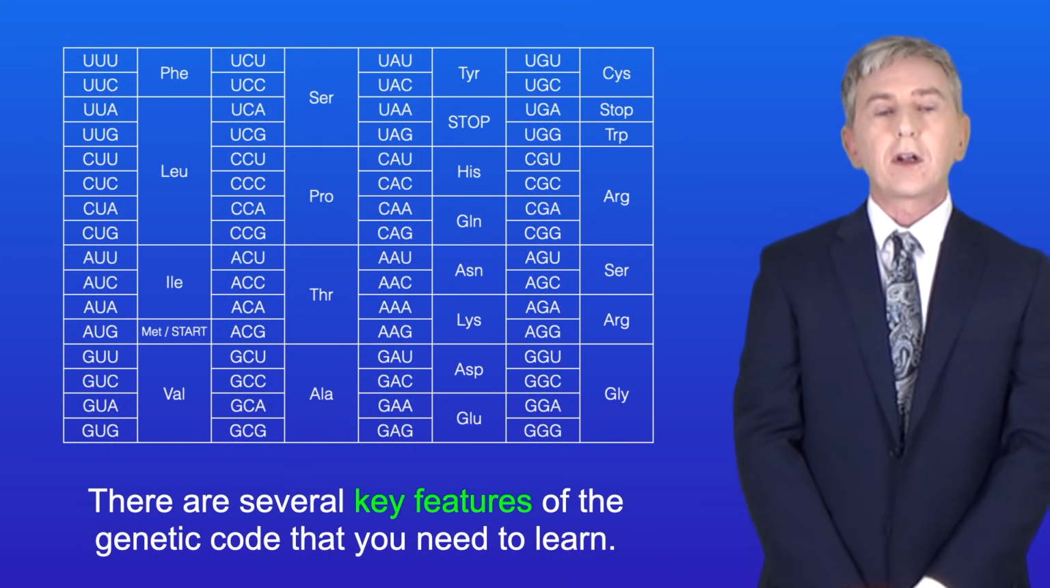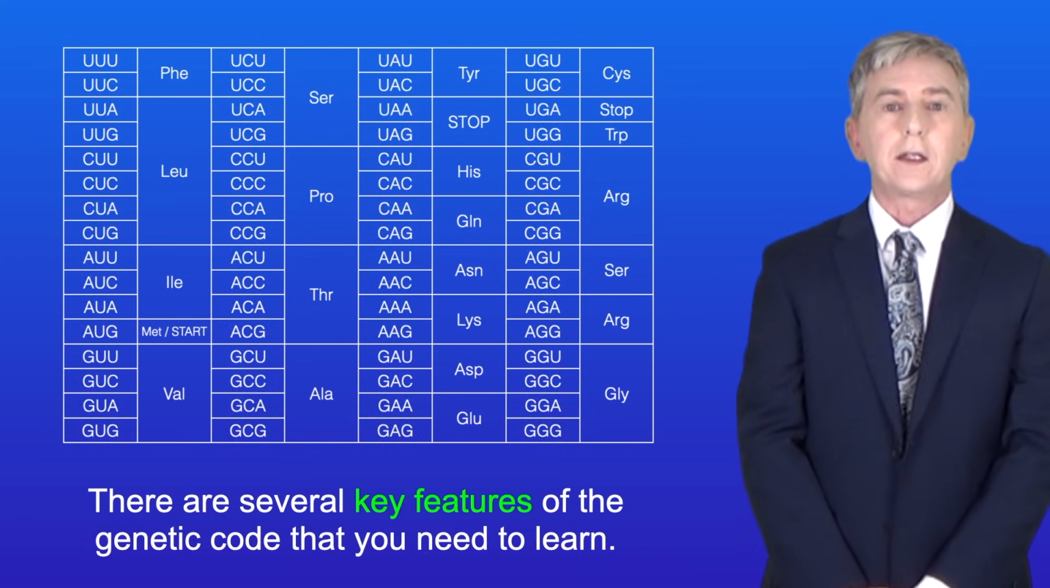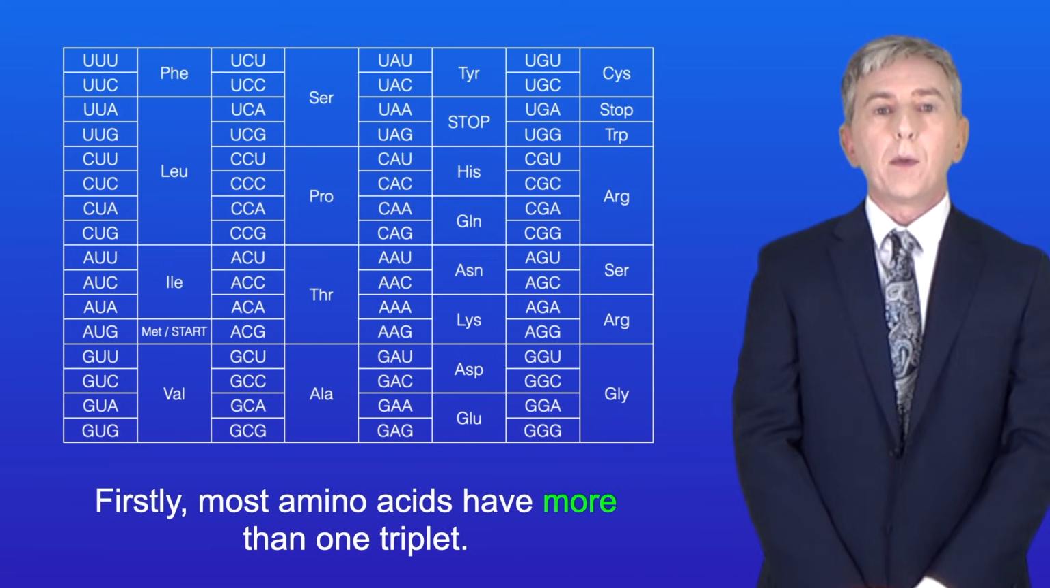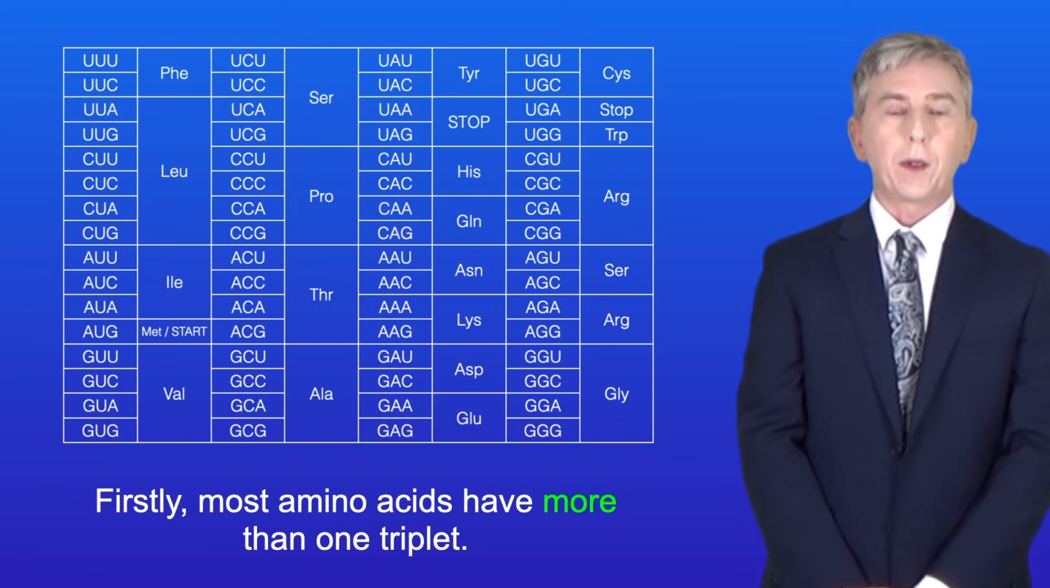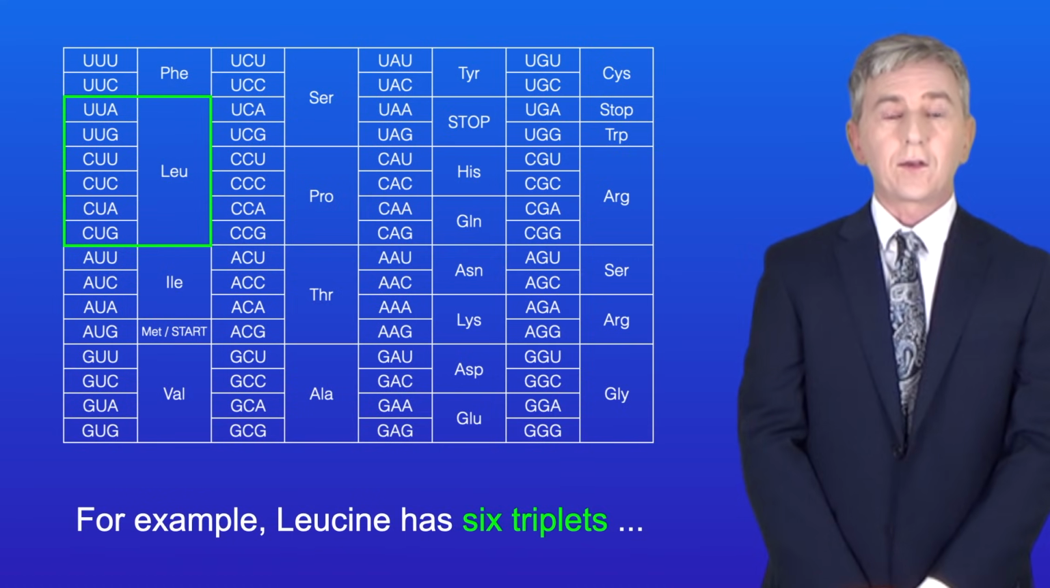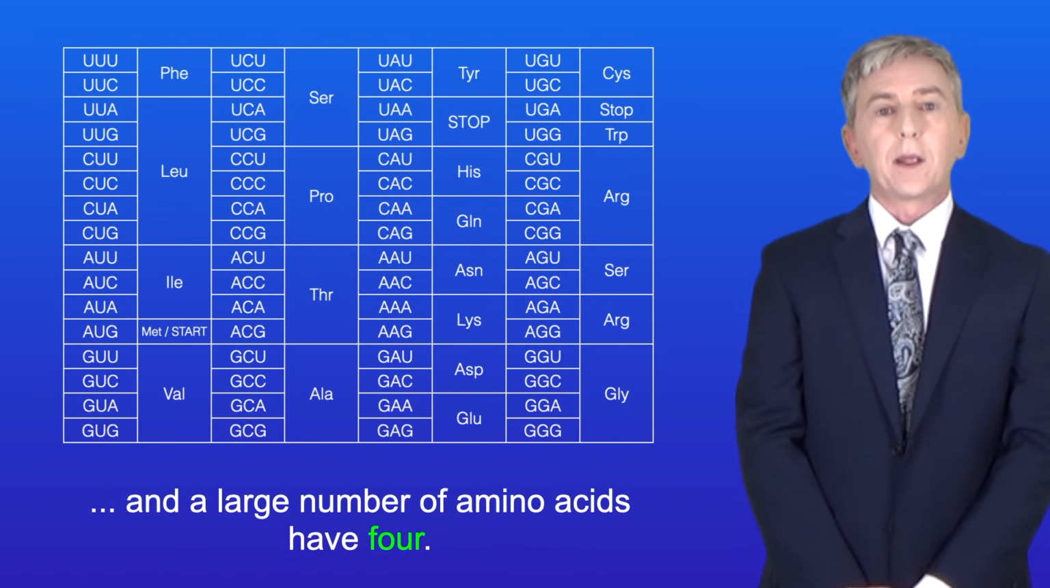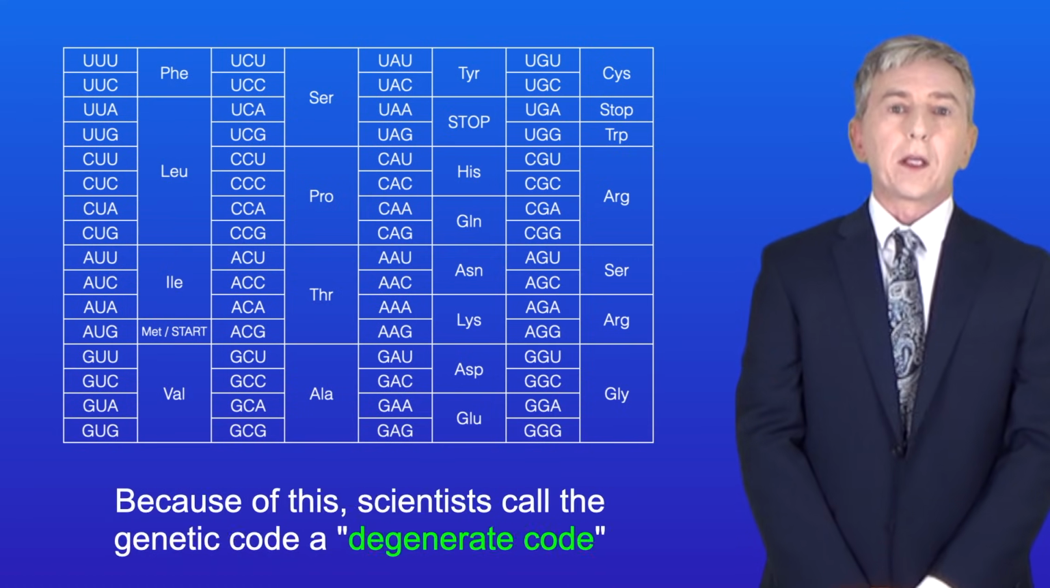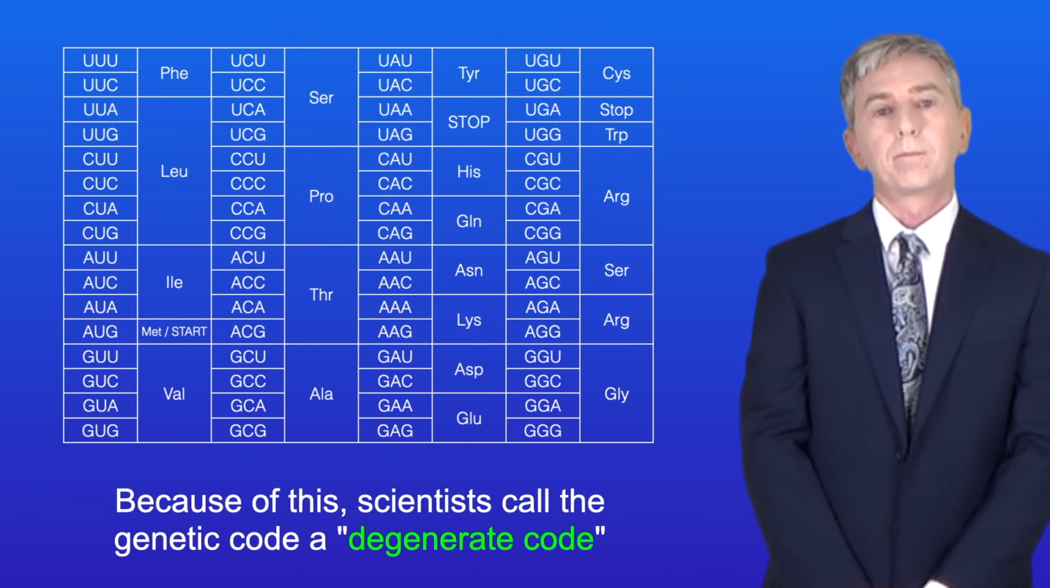Okay, now there are several key features of the genetic code that you need to learn. Firstly, most amino acids have got more than one triplet. For example, leucine has 6 triplets, and a large number of amino acids have got 4. Because of this, scientists call the genetic code a degenerate code.